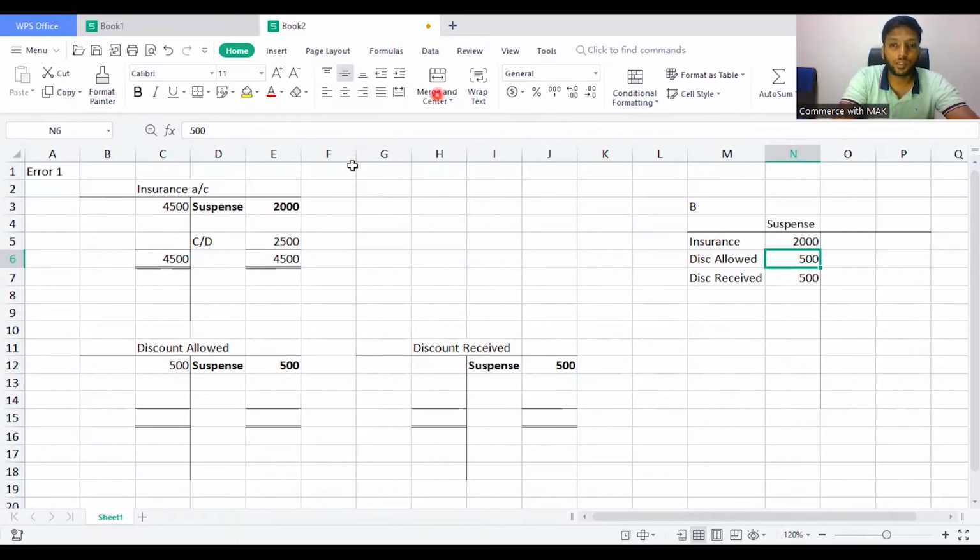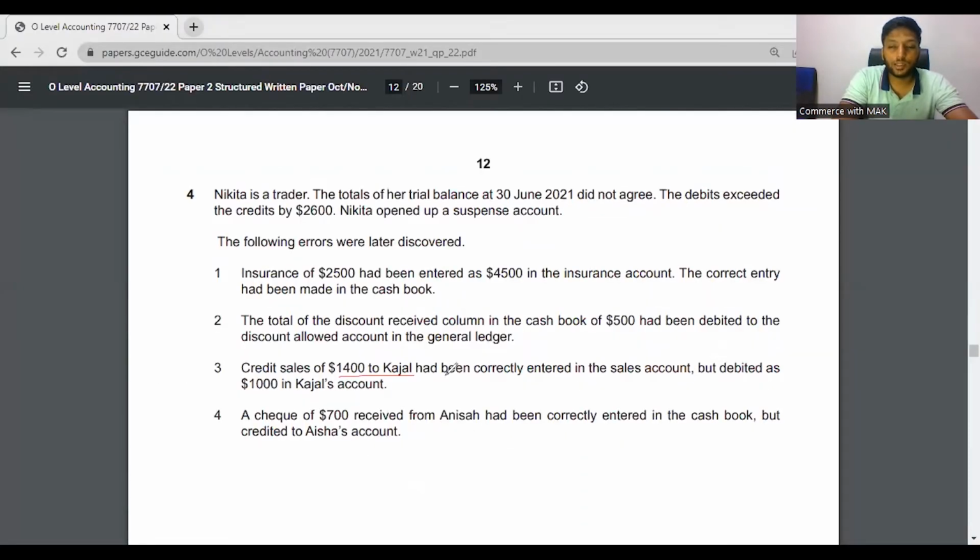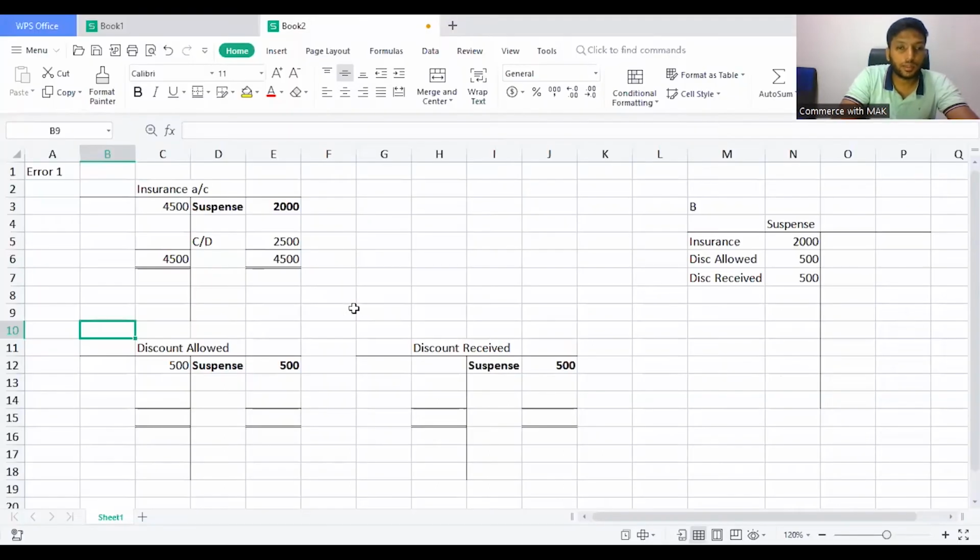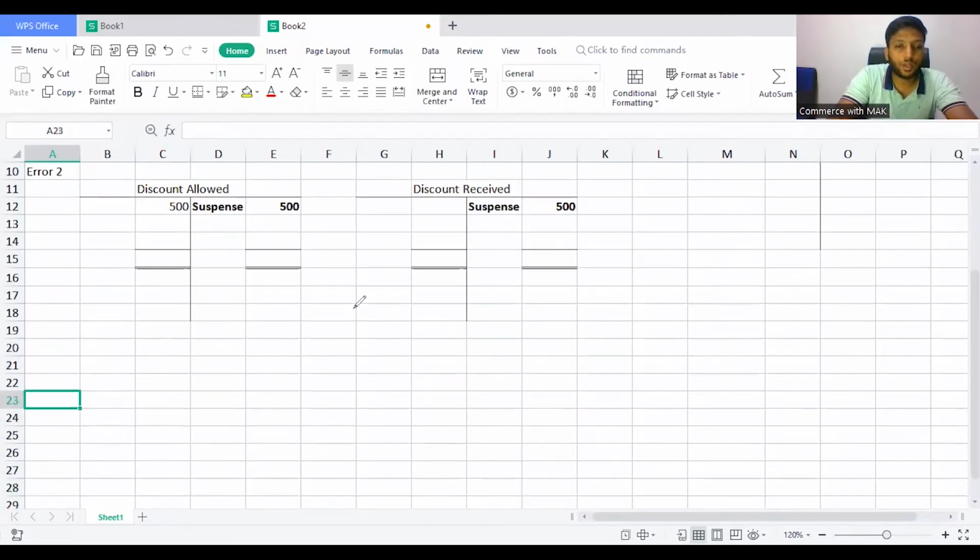Then we are moving on to question number 3 here. Credit sales of 1400 to Kajal had been correctly entered in sales account but debited as 1000 in Kajal's account. So I'm going to open up a Kajal account. Right. So this is error 2. Sum of successful understanding. So we'll move on to error 3.